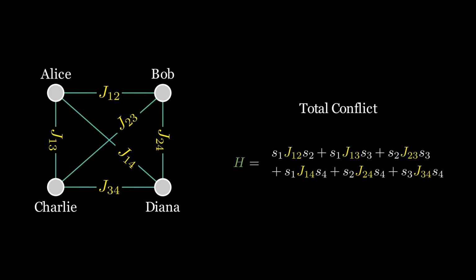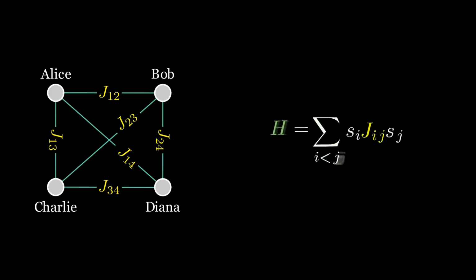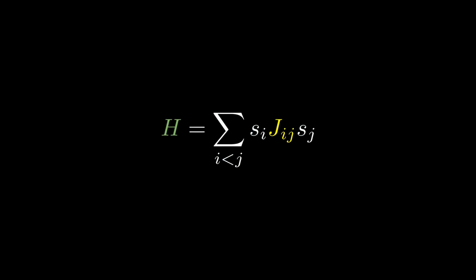As you can imagine, writing out every single term gets long very quickly, but mathematicians have a beautiful shortcut for this kind of sum. We can say the Hamiltonian H is the sum over all pairs of people i and j of Si times Jij times Sj. This formula has 2 key components: the state of the spins Si, which for each person is either +1 or -1, and the tensions Jij, which we can think of as the elements of an n by n matrix describing the entire network of relationships.